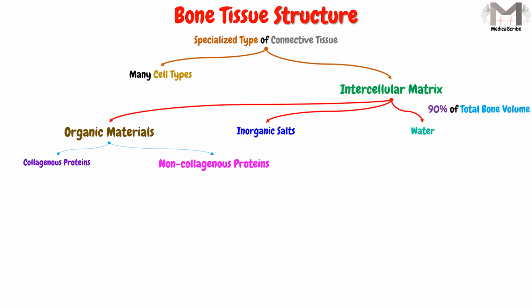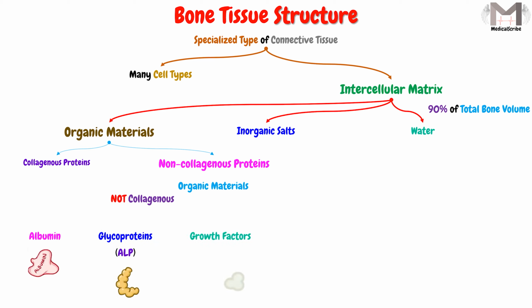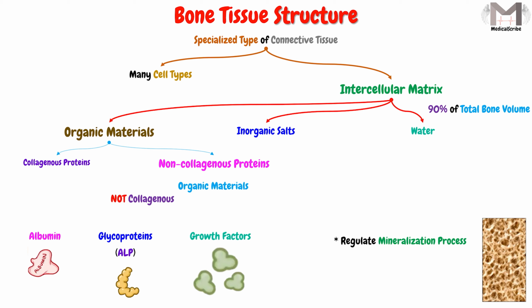While the non-collagenous proteins, which are the second type of organic materials, will be composed of organic materials but non-collagenous, such as albumin, glycoproteins such as alkaline phosphatase, growth factors, and others. Those materials will regulate the mineralization process and will regulate the bone cell activity. And it's nice to keep in mind that those non-collagenous proteins will be produced and secreted mainly by the osteoblasts. So this is regarding the organic materials, which, as we said, consist of collagenous and non-collagenous proteins.